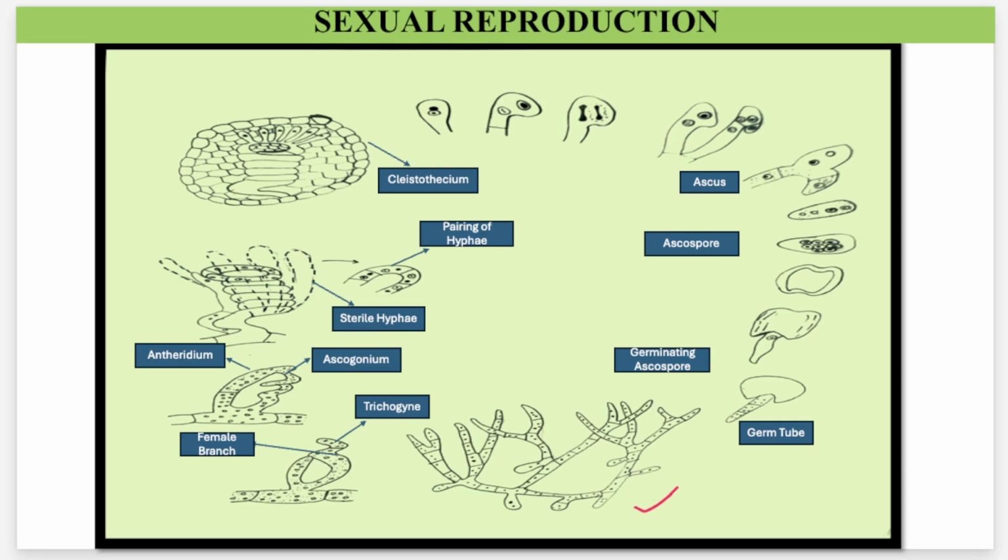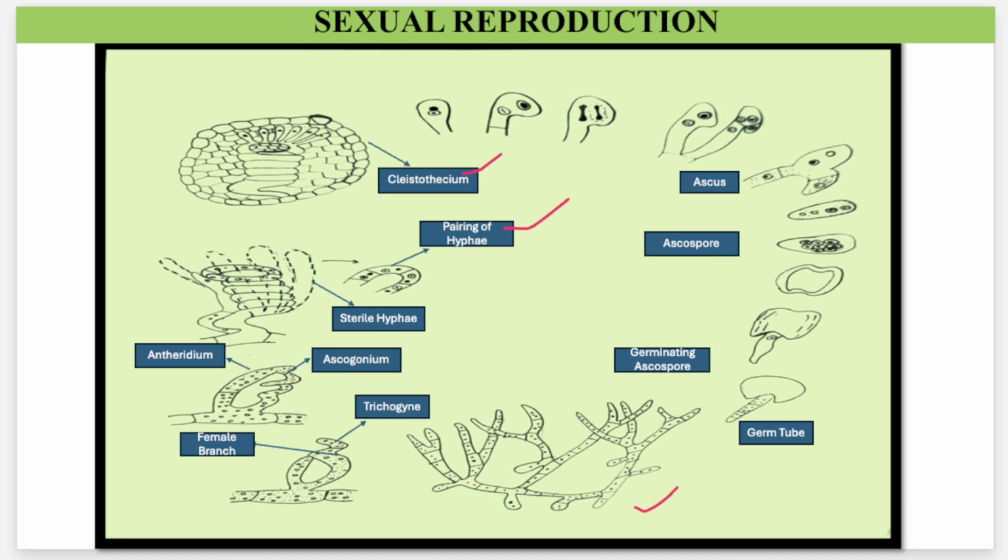This is in the mycelium, in which female branches are formed and trichogyne is formed, right? Then ascogonium and antheridium come very close to each other, right? And the nuclei are transferred and dikaryon is formed, right? A pairing of hyphae takes place and occurs in the fruiting body known as cleistothecium, right?